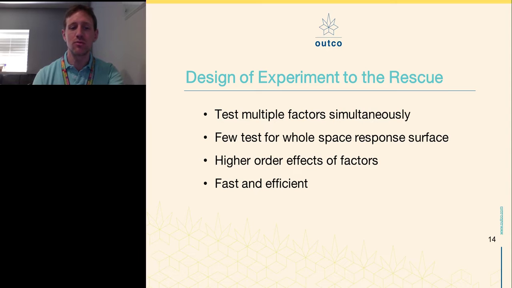And to do that more efficiently, we're using something called design of experiment. For that, we're looking at multiple factors at the same time. We can test the whole space of possibilities. And we can even see second-order effects that you will not see if you only change one factor at a time.